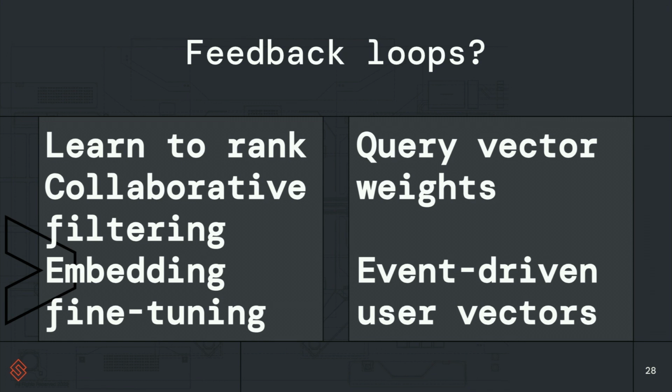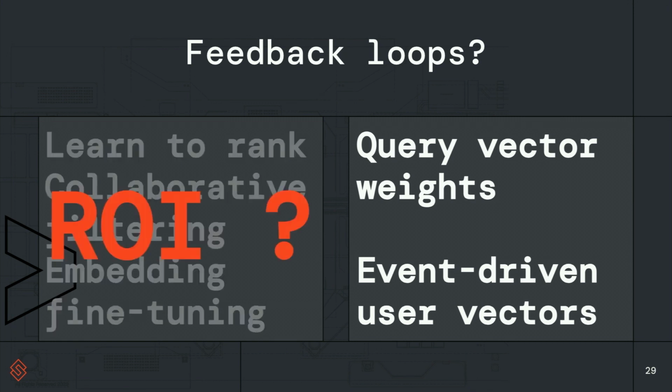And perhaps when the user clicks on some items, I can accumulate the vectors describing those items and make a user vector to track their preferences, right? Like right side, basic, easy stuff. Left side, questionable ROI. Don't start on the left side. Start on the right side.